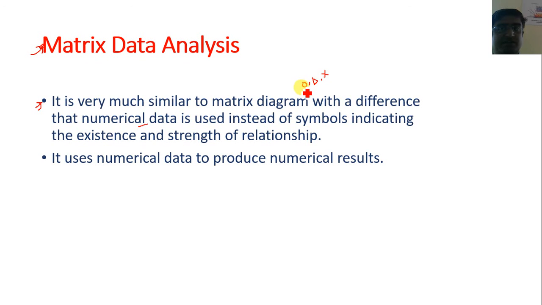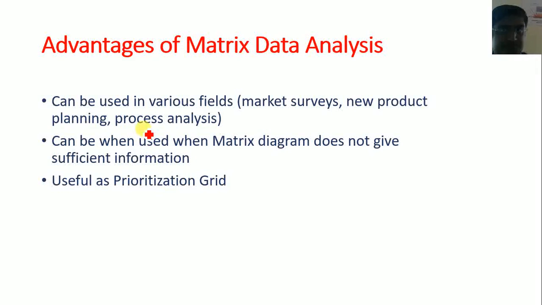So only there is a difference between them. In the case of a matrix diagram, we are using various symbols, but in the case of a matrix data analysis, we are using numerical data instead of these symbols. So here is the main difference. And also it uses numerical data to produce numerical results, with the help of numerical data or numerical values.